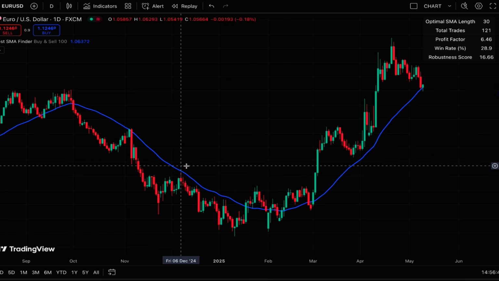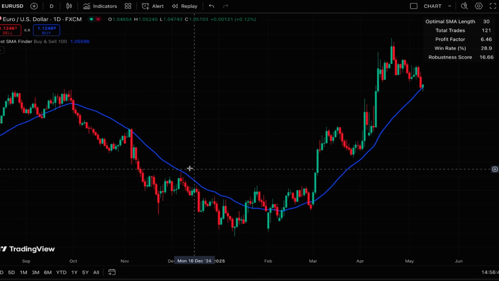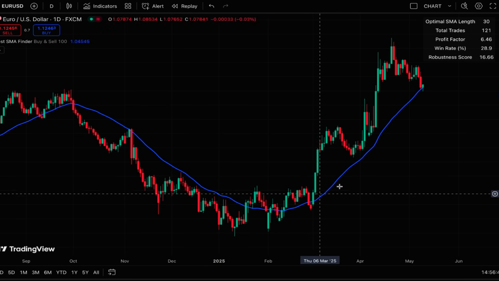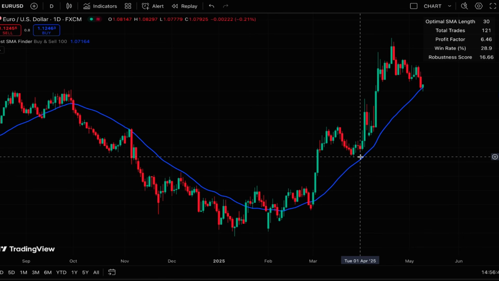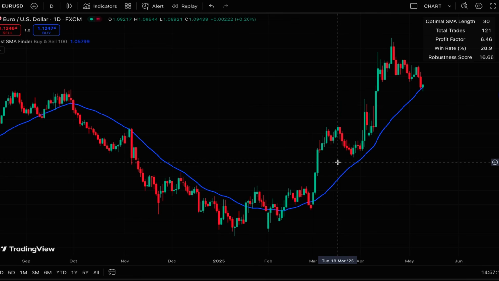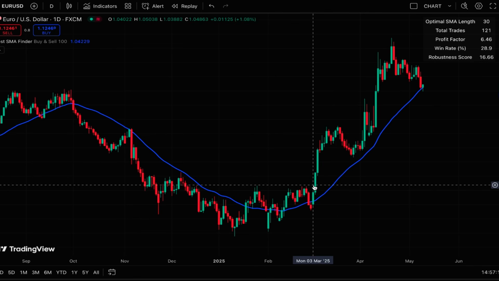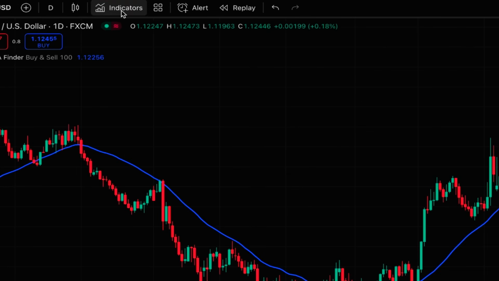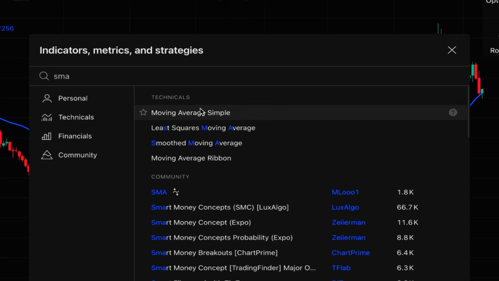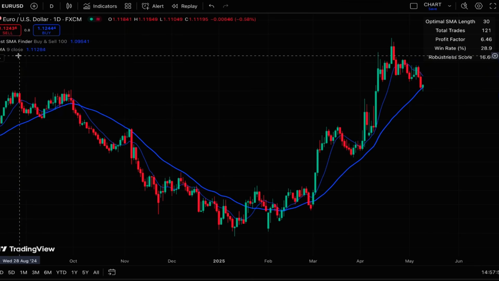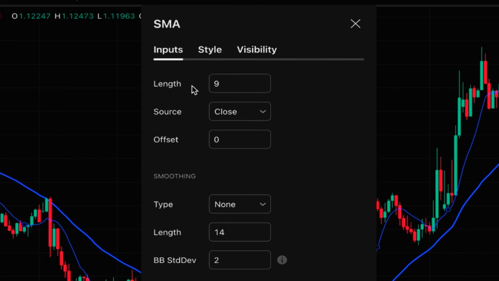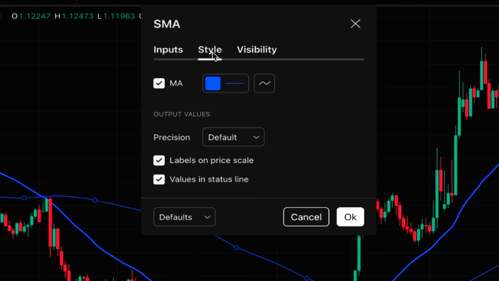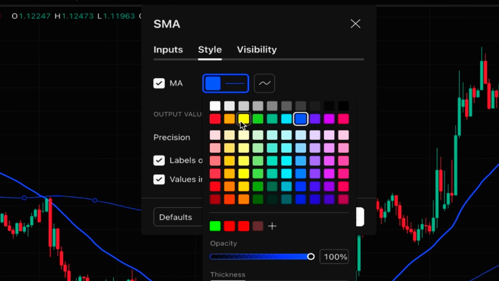The length of the moving average directly affects the position of the moving average line relative to the price action. In this case, this indicator calculated the length based on backtesting results and found an optimal length for the moving average line. And this is the result that you see on this chart. But for example, if we add another simple moving average to our chart, and go to the settings of the indicator, and for the length we set it, for example, at 100, and also let's change the color so it will be easier to differentiate between them.